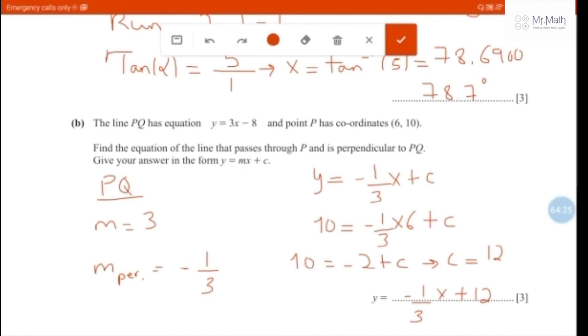So that was the end of May-June 2018 paper 2 version 1.